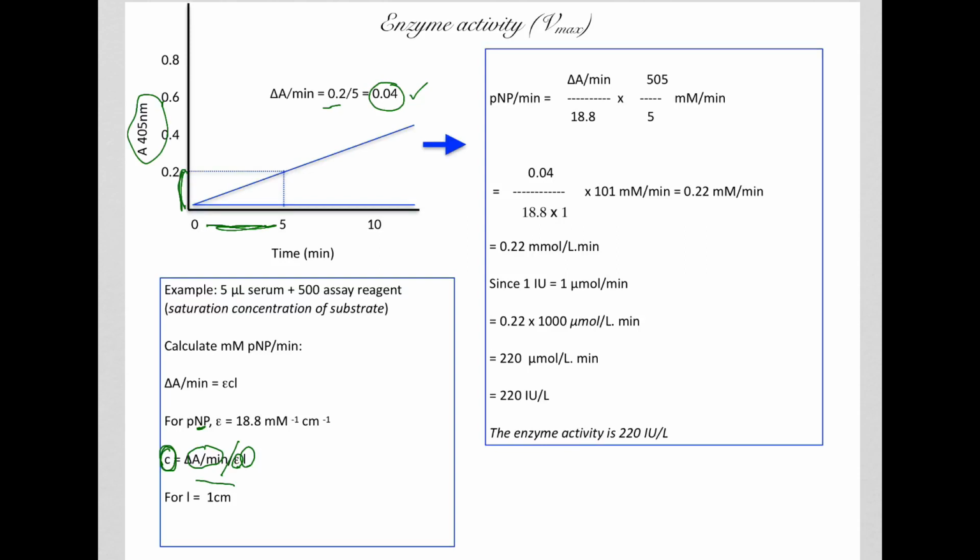So if the cuvette path length is 1 centimeter, then the amount of product para-nitrophenol per minute that is formed is basically the delta A per minute divided by the extinction coefficient, because the path length is 1, so that's just multiplied by 1. We then multiply this delta A per minute divided by the extinction coefficient by the dilution factor. How much did the sample get diluted?